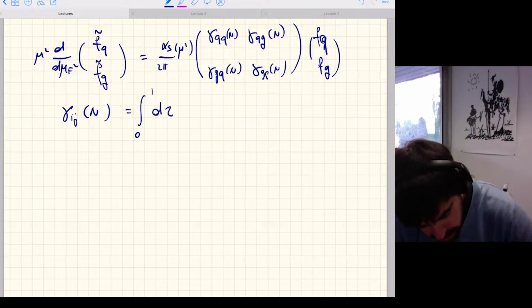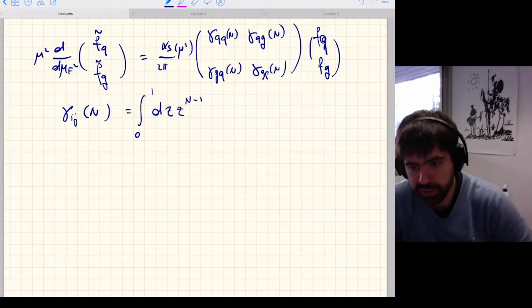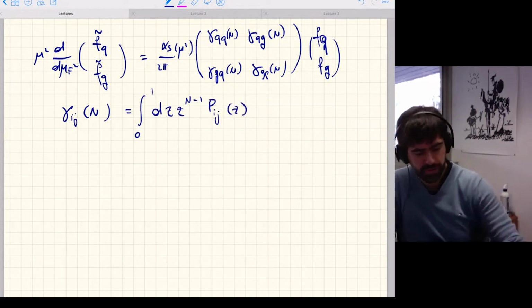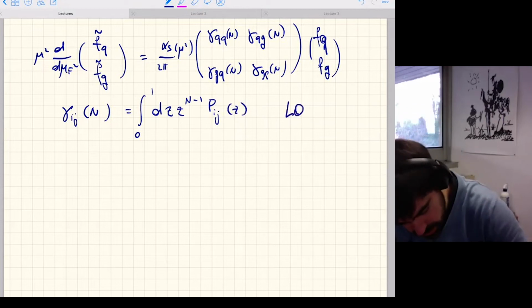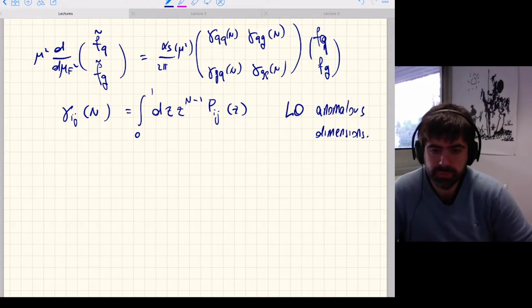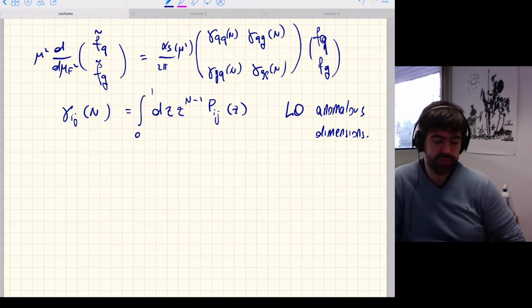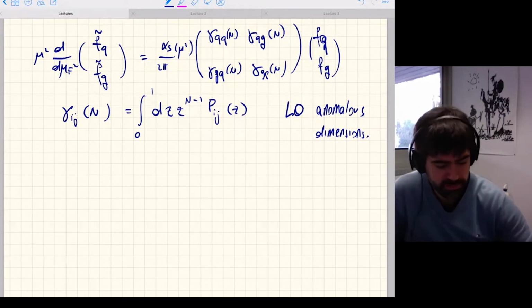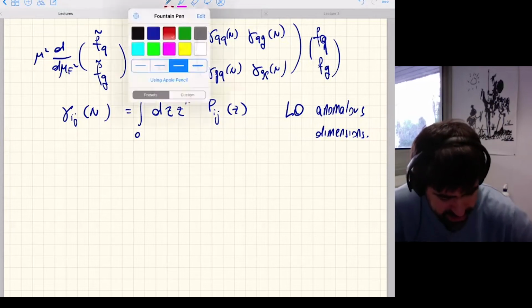And the name is related to the fact that in deep inelastic scattering, you can use the OPE to describe this. So these are the leading order anomalous dimensions. Okay, but now we are essentially done because we can solve this equation in a rather simple way, so that it doesn't take me another hour to solve it.